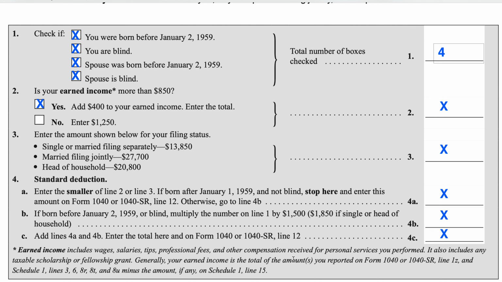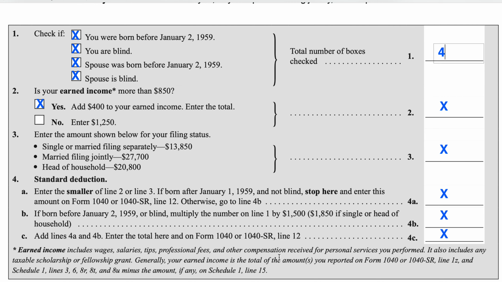So you can say that your earned income is the total of the amounts that you reported on your Form 1040 or 1040-SR line 1z and Schedule 1, lines 3, 6, 8r, 8t, 8u, minus any amounts that are on line 15 of Schedule 1. So we'll put links in the show notes to all of those references, but real quick, we'll go through what each of those lines represents on Schedule 1 itself.